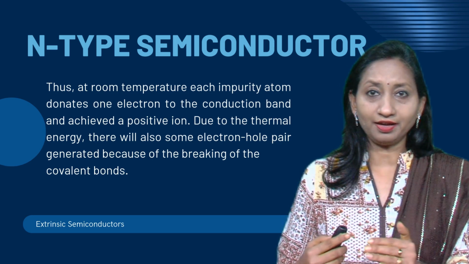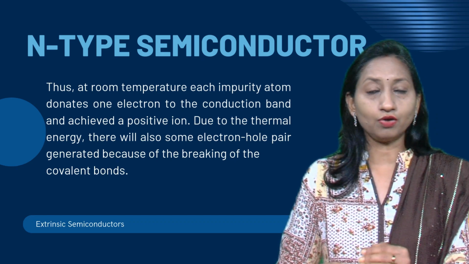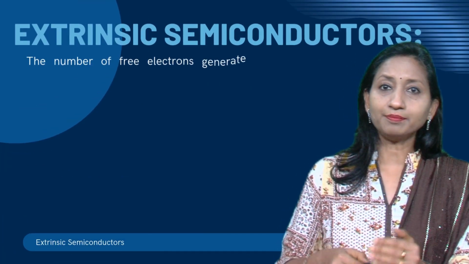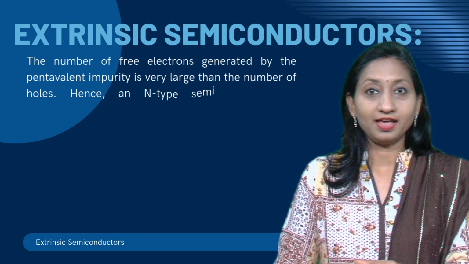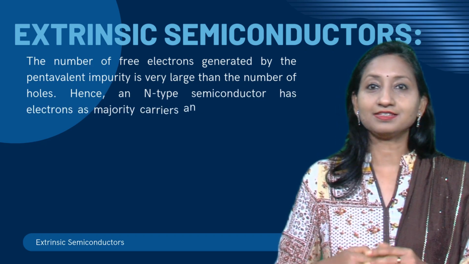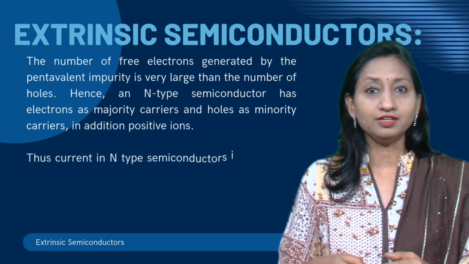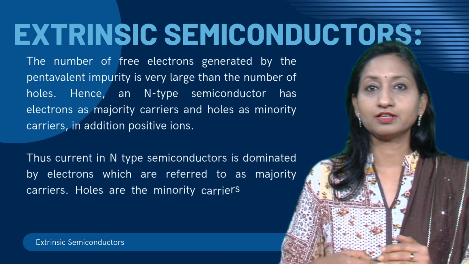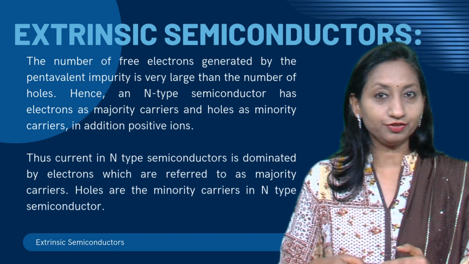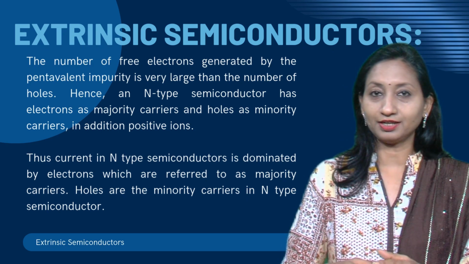Due to the thermal energy, there will also be some electron-hole pairs generated because of the breaking of the covalent bonds. The number of free electrons generated by the pentavalent impurity is very large compared to the number of holes. Hence, an n-type semiconductor has electrons as majority carriers and holes as minority carriers, in addition to positive ions. Thus, current in an n-type semiconductor is dominated by electrons. Holes are the minority carriers in n-type semiconductors.